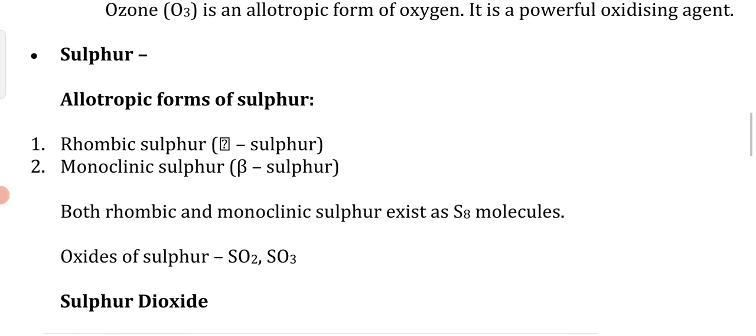Various allotropic forms of sulfur we can see: rhombic sulfur and monoclinic sulfur. Both rhombic and monoclinic sulfur exist in nature generally in terms of the S8 molecule. Sulfur generally forms a giant molecule, that is the S8 molecule. And various oxides of sulfur we can see, that is sulfur dioxide and sulfur trioxide, SO2 and SO3 both.